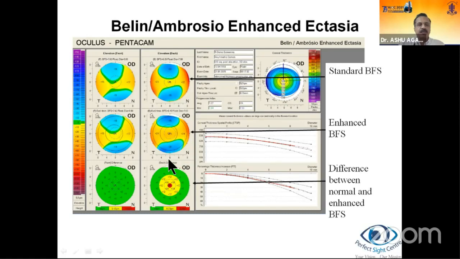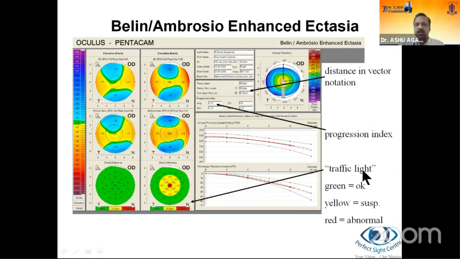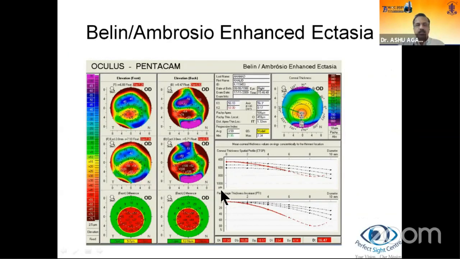And when you see the difference in the map, this is the normal standard best fit, this is the enhanced best fit, and the difference here shows the red light, shows this difference here. And this gives a traffic-like kind of signal: red, green, and yellow. If the central entire thing is green, it is okay, and red shows that it's abnormal, and yellow, you should be suspicious. So this is another map to show the Belin-Ambrosio enhanced display.